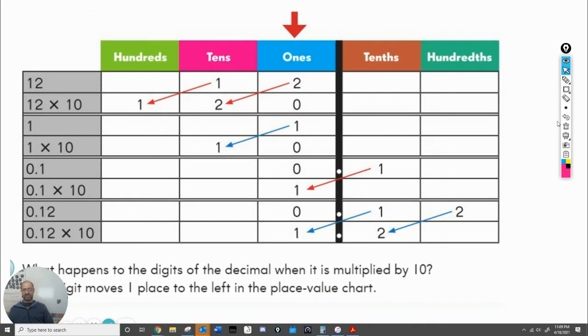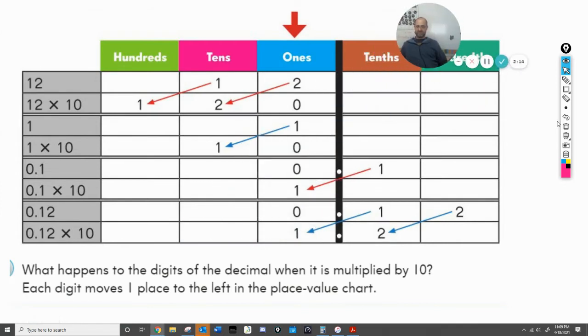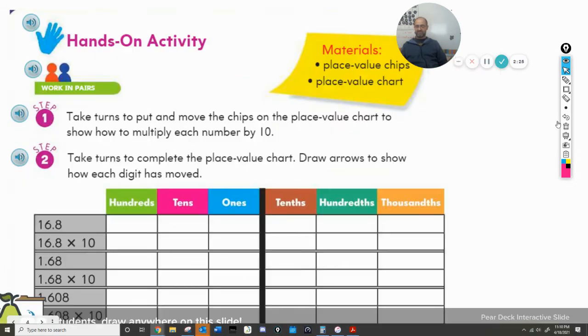Oh, hey, it's the same thing except with digits and not place value chips. Okay, and here it's saying, hey, what happens to the decimal when it's multiplied by 10? Each digit goes left, the decimal goes right. Right? Right. Okay.